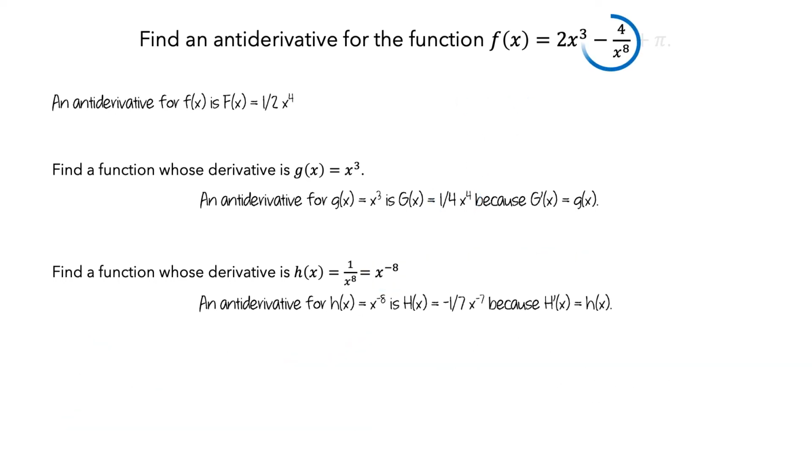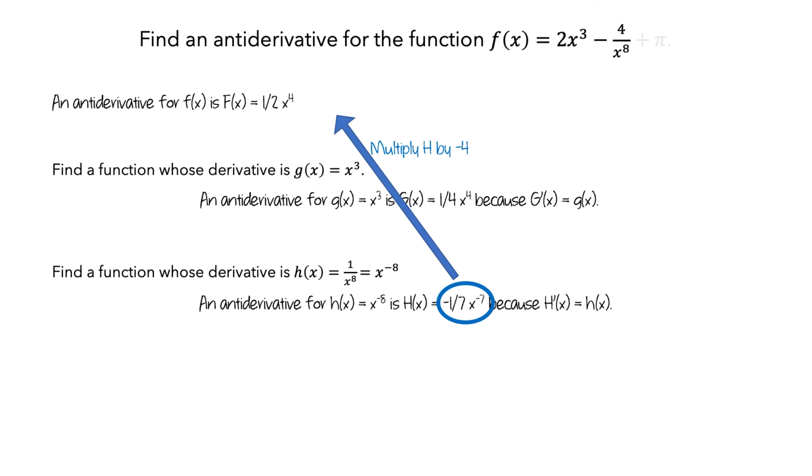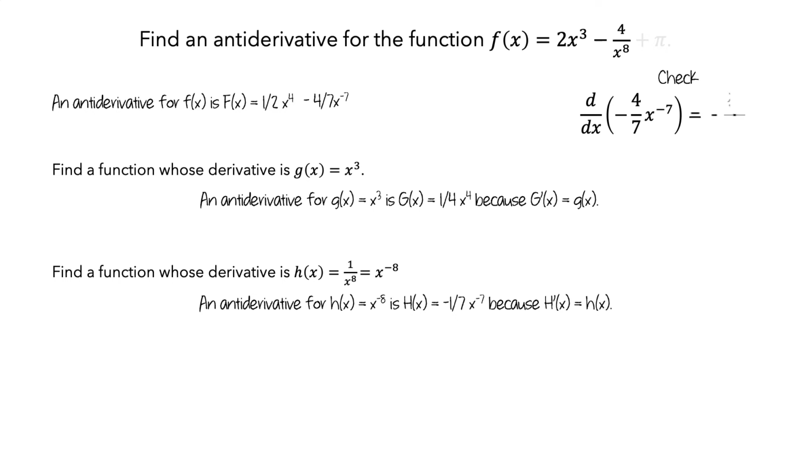Since the second term of f is -4 times as much as lowercase h, then we would anticipate that the antiderivative for f's second term is -4 times as much as what we just got for h. So we'll use -4/7 x to the -7. Now, to check, we take the derivative of -4/7 x to the -7, and we verify that this is the derivative of the second term of little f.